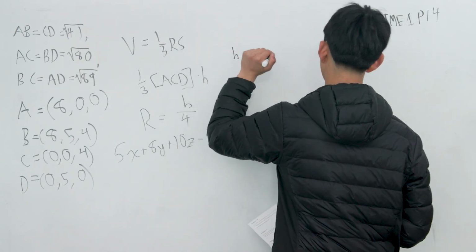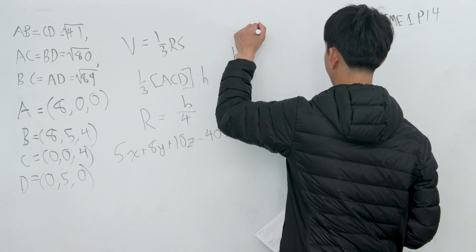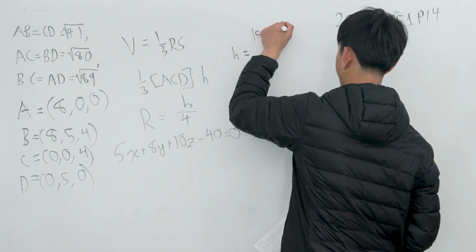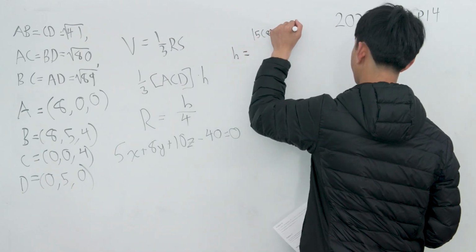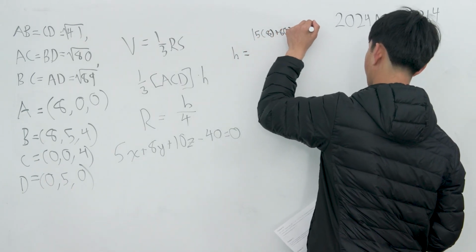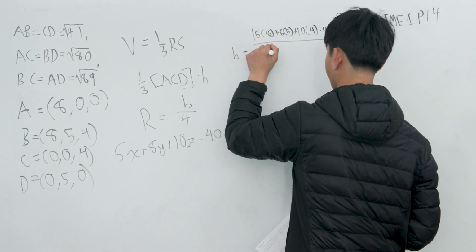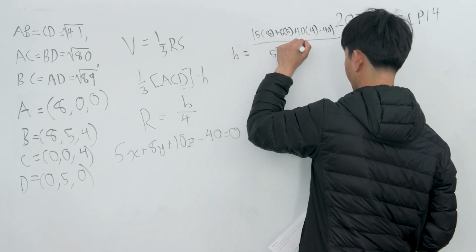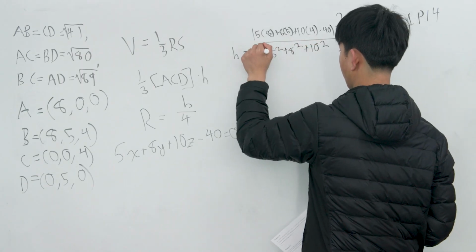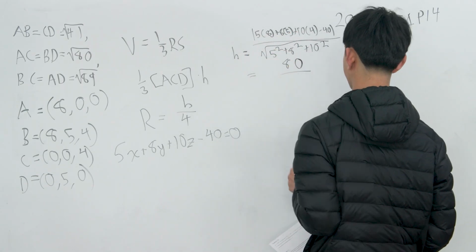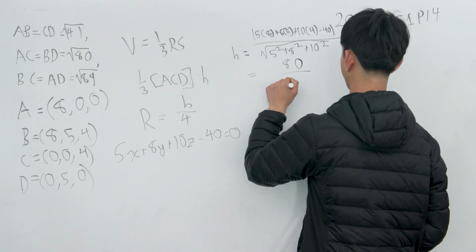H is equal to the absolute value of 5 times 8 plus 8 times 5 plus 10 times 4 minus 40, over the square root of 5 squared plus 8 squared plus 10 squared. This equals 80 over the square root of 189.